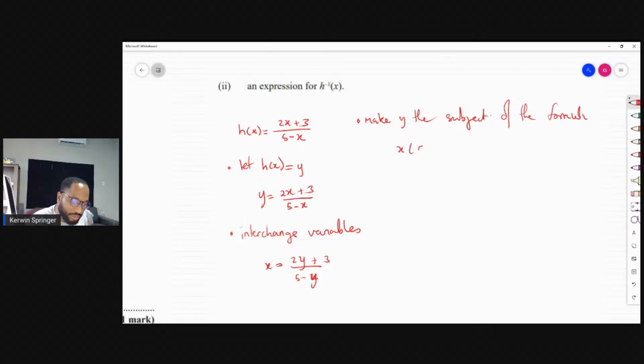So you bring across the denominator: 5 minus y is equal to 2y plus 3. Everybody should understand how this line came about. It's like you multiply by the denominator on both sides. Expand, and you get 5x minus xy is equal to 2y plus 3. What you want to do is keep your eyes on the y, on the prize. All the y's, we want them on one side now. Understand? We got them on the left side.